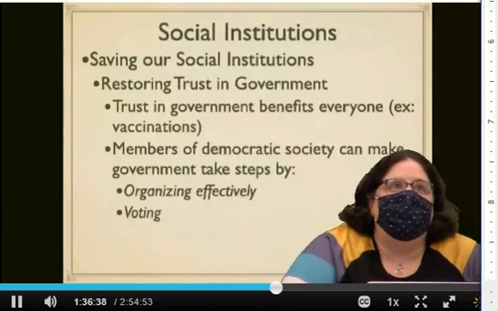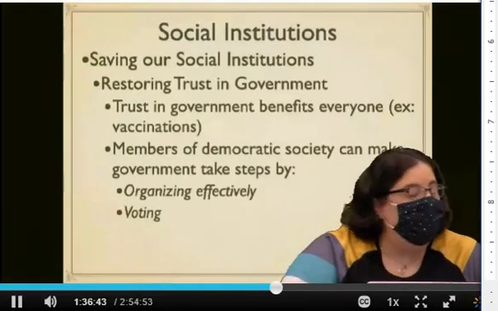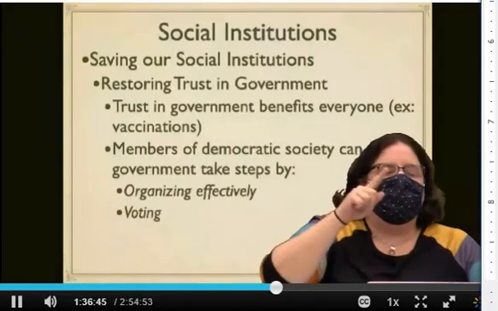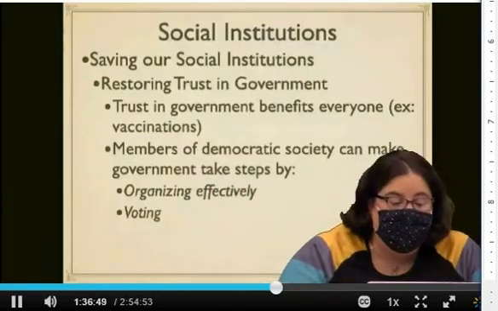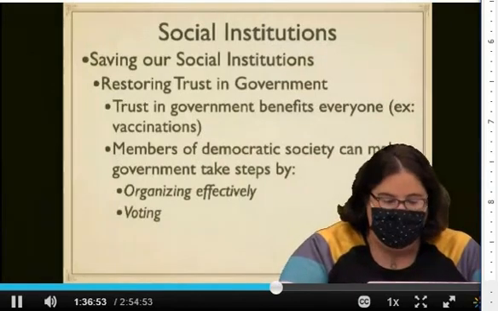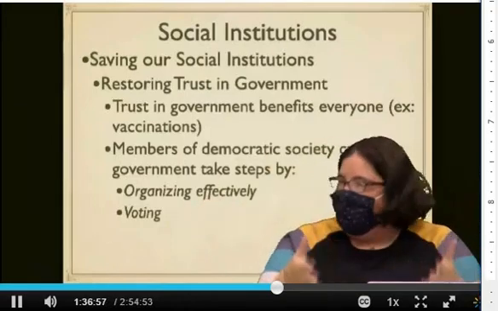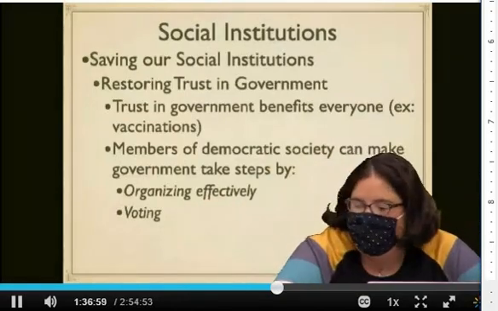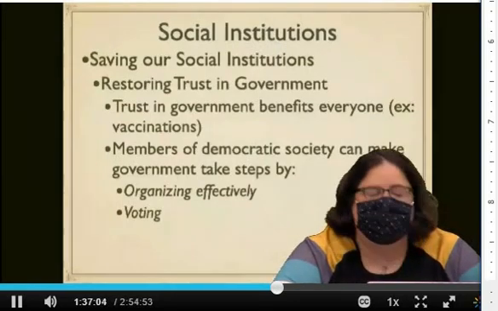Politicians pay attention to people they think will support them, usually support them through money, or through organizational power, or through voting. And so if you don't have much money, you can gain power by organizing and voting together, right? Questions or comments about restoring trust in government?